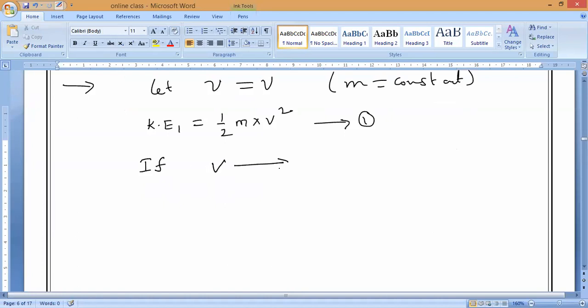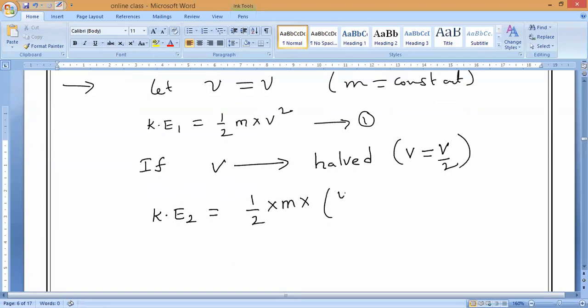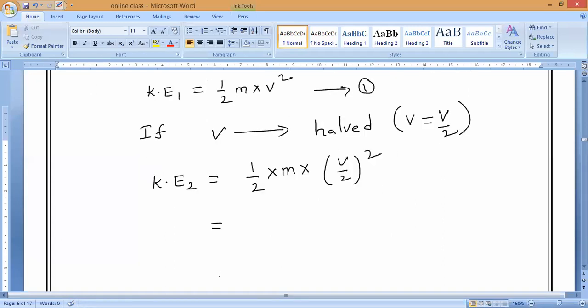Next, if the velocity becomes halved, what do you mean by halved, guys? Velocity becomes halved means V by 2. Now, what is the new kinetic energy? Half into m into (V by 2) whole square. So 1 by 2 into m into V square by 4, which is equal to half into m into V square by 4.